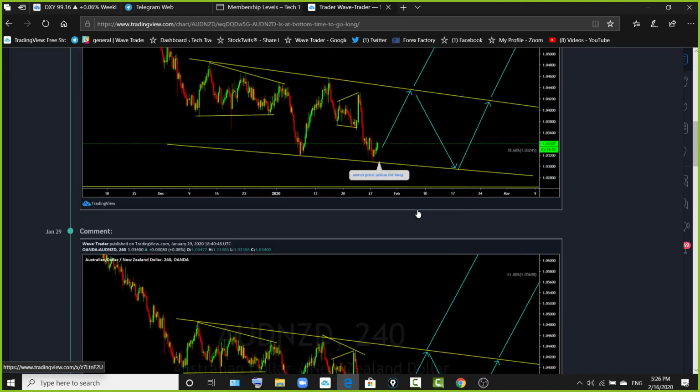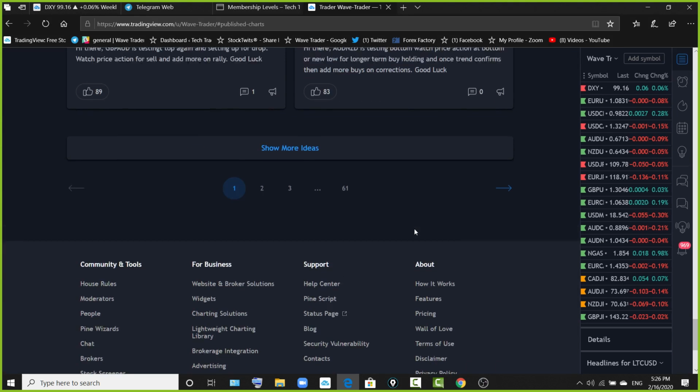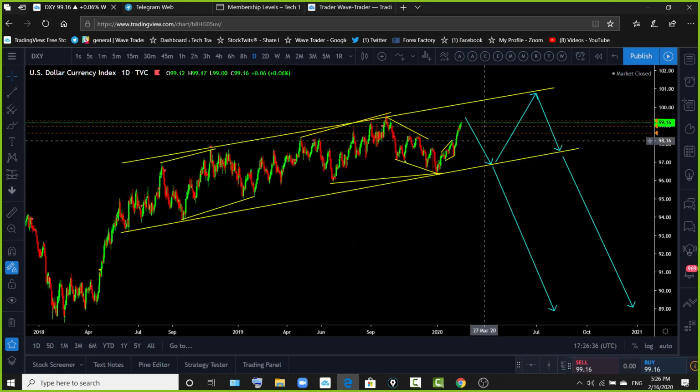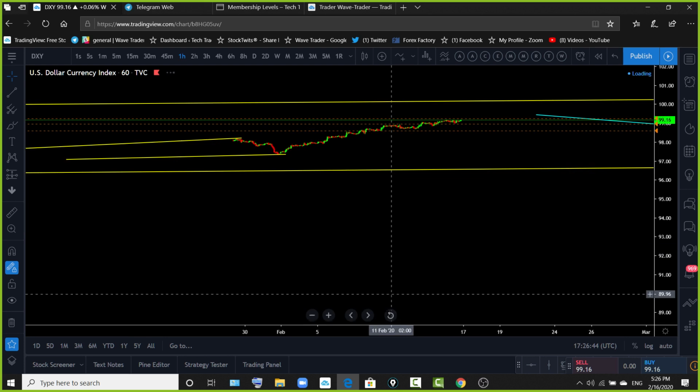This correction to break and continue to go lower, and from the bottom, reversal for longer term. Okay, that's it. Now let's move on to the weekly market outlook. So that's the dollar index chart. I hope you guys got the idea on the bigger time frame, what it is doing. Let's go to the lower time frame.